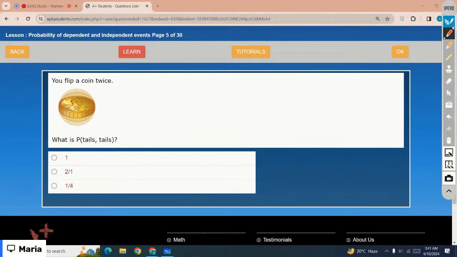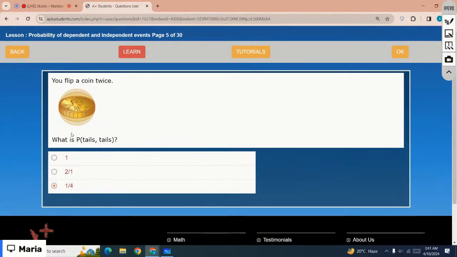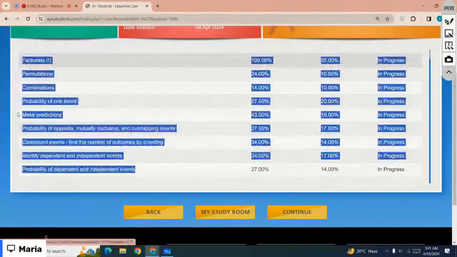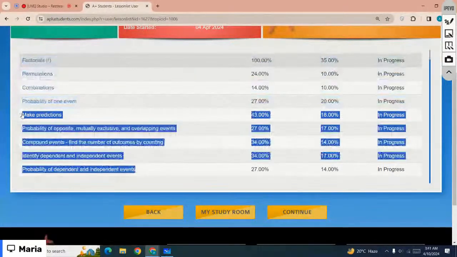It's okay, we'll cover this lesson again in the next session, right? Today we were working on 6 math. The chapter we were working on is probability. The lessons we have covered today are: make predictions, probability of opposite, mutually exclusive and overlapping events, compound events, find the number of outcomes by counting, identify dependent and independent events, and probability of dependent and independent events, right?